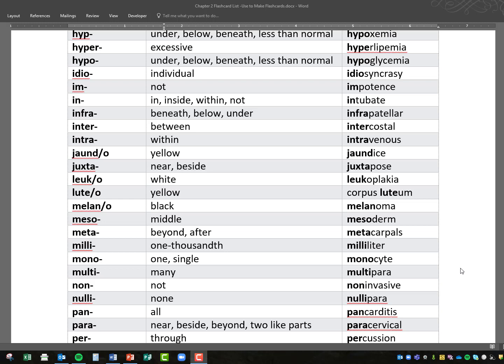Melano, we will see that one. Melanoma, black. Meso, middle. Meta is beyond or after. Milli, 1,000th. Don't get that confused with million. In this case, milli is 1,000th. Mono is one or single. Multi, I think many of us are probably aware of this one being many. That should be an easy one. Non is not. Nulli is none.